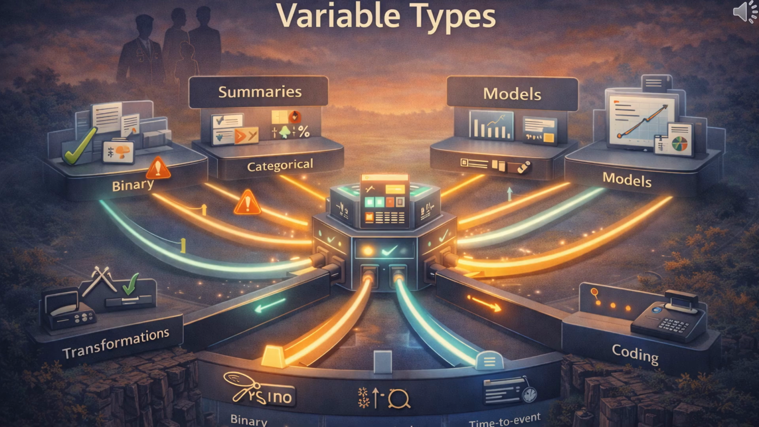Time to event calls for survival summaries because of censoring. When summaries match variable type, the story becomes clearer and comparisons become fairer. When summaries mismatch, the numbers can hide what matters and can push decisions in the wrong direction.